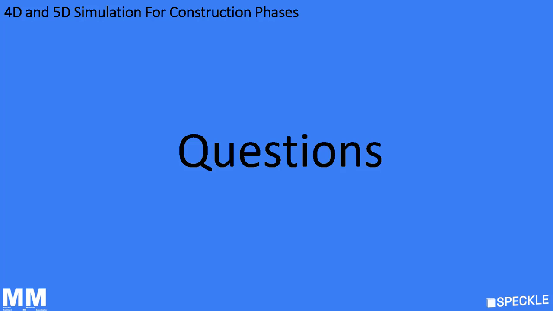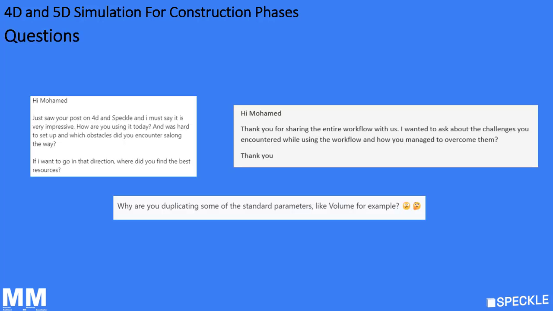Now let's switch to the last part, the fun part, the question part. I didn't get a lot of questions, so I have chosen three of them. The first two questions were about how the workflow is doing now, whether it is working, and what the challenges were. The other question was referring to some information, for example volume, and why I am duplicating the volume in this workflow.